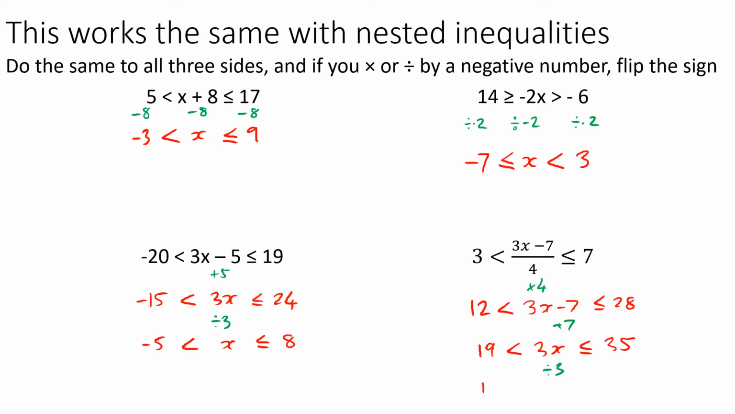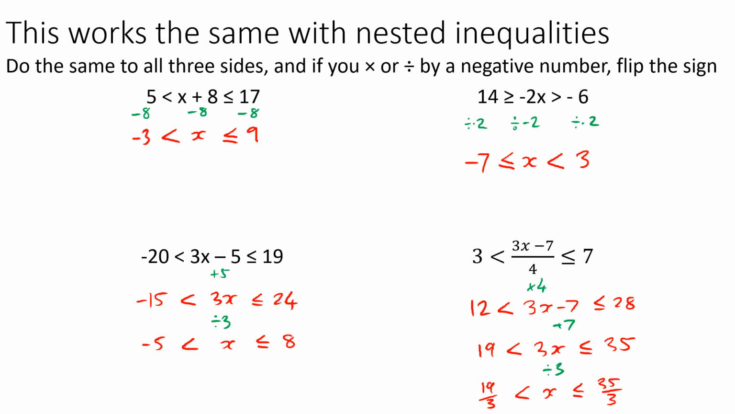And you can have fractions, that's absolutely fine. So 19 over 3 is less than x is less than or equal to 35 over 3. You could put it as decimals if you want, 6.3 and 11.6, but I think fractions are a little bit more accurate. So yeah, if you've got a nested inequality, no problems at all, just do the same to all 3 sides.